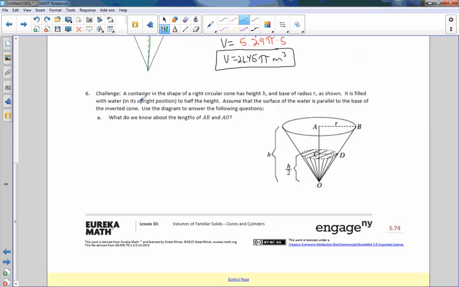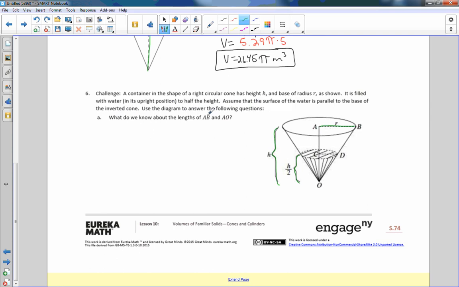Okay, number 6. Challenge. A container in the shape of a right circular cone has a height of h, which is here. A base of a radius r is here, as shown. It is filled with water in its upright position to half its height. So that's where they're telling you right here. That's half the height. Assume that the surface of the water is parallel to the base. So the water, it's not tipped, of the inverted cone. Use the diagram to answer the following questions.